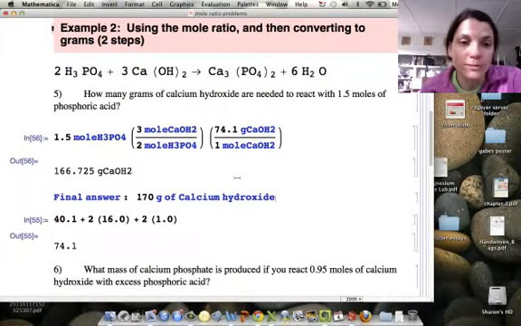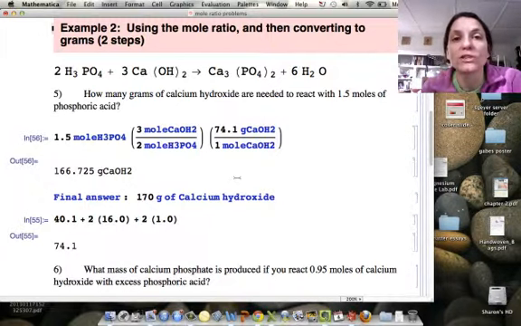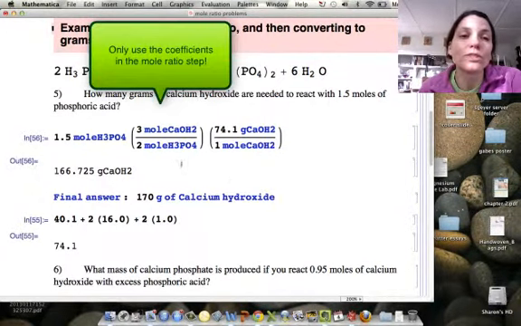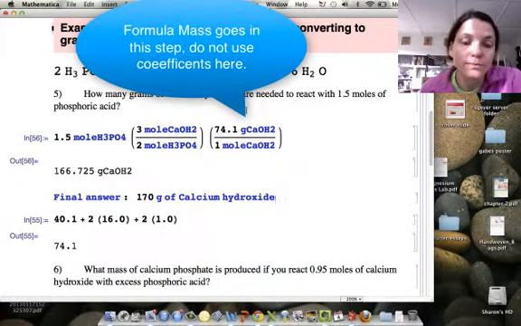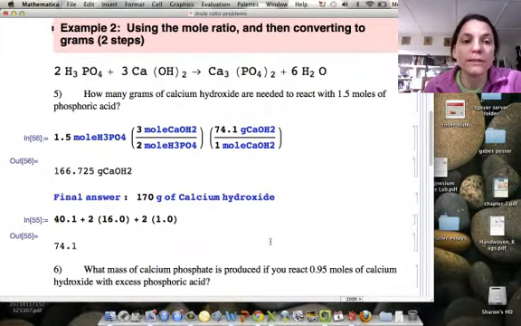Now here's where people get confused. Oftentimes people will try to use the coefficient in two places. The coefficients from the balanced equation only go in the mole ratio step, which is here. The formula mass of the substance only goes here, and that's the mass of 1 mole. All right, enough talking about that one. Let's try the next one.